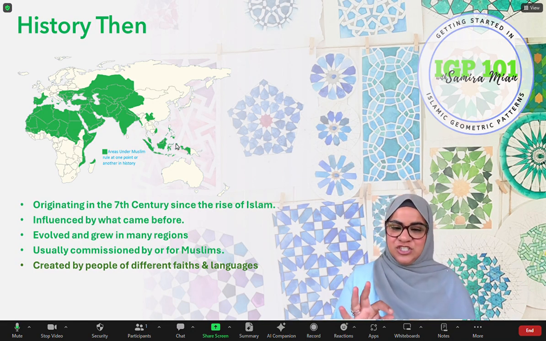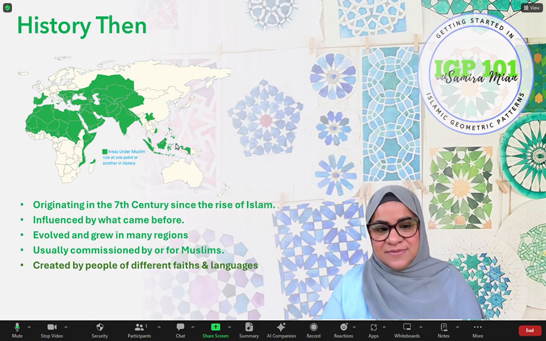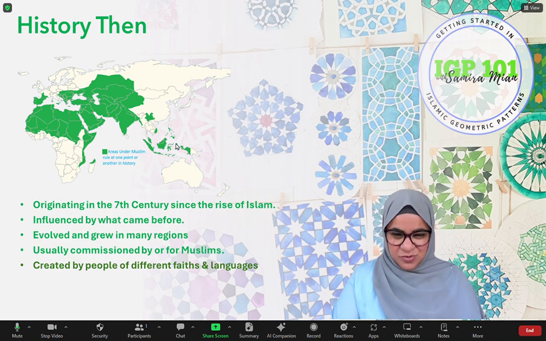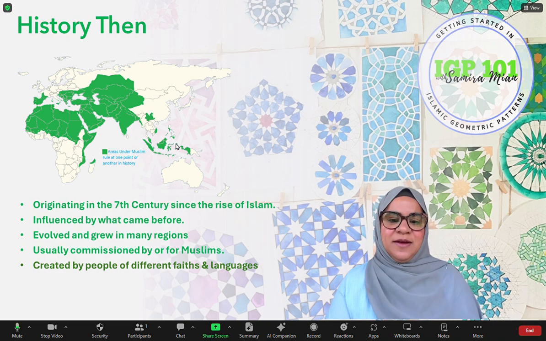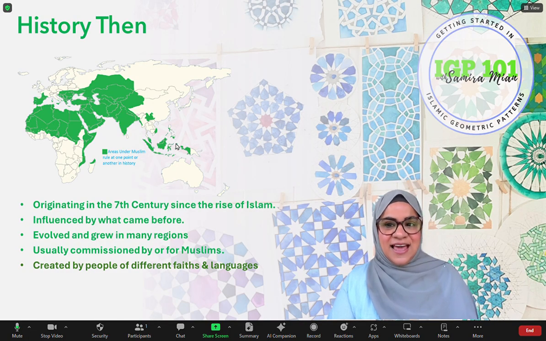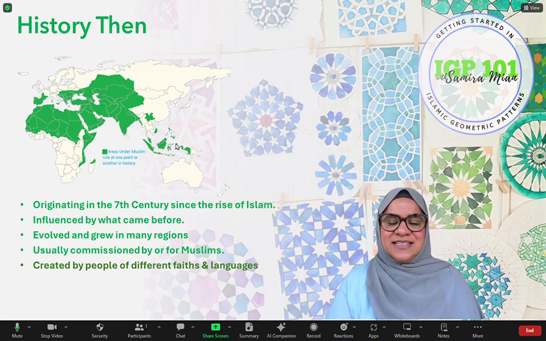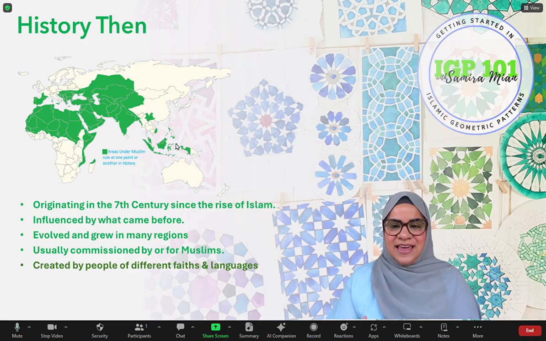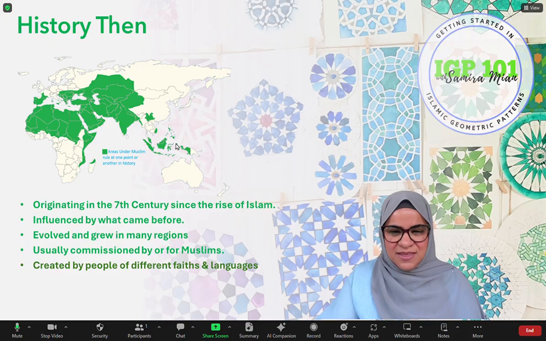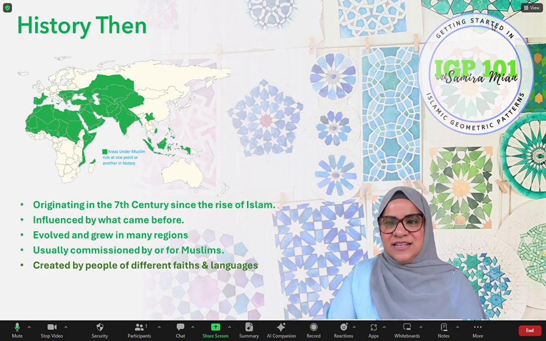And so they were usually commissioned by or for Muslims. However, the thing that I want to really highlight is they were created by people of different faiths and languages. So, for example, when I look at the people I interact with when I practice this artwork, gosh, all sorts of different ages, backgrounds, nationalities, all engaging in these patterns in a really beautiful way. And that's something I think is a really beautiful characteristic.